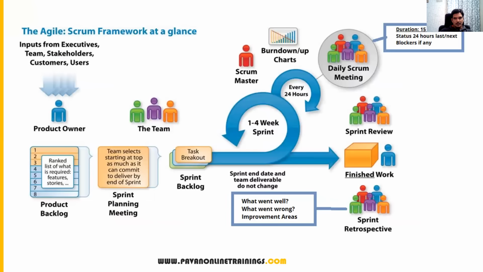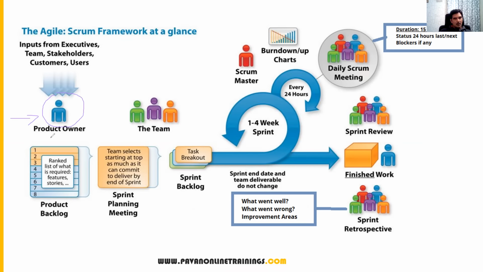Okay, so now just look at this, guys, and whatever terminology we have learned so far, let's try to see where exactly things will happen. This is the first stage, guys. The product owner is the first person. He always interacts with the customer. He will take the inputs from executives, team stakeholders, customers, and users. These are all the people who give inputs to the product owner. This is the first stage.